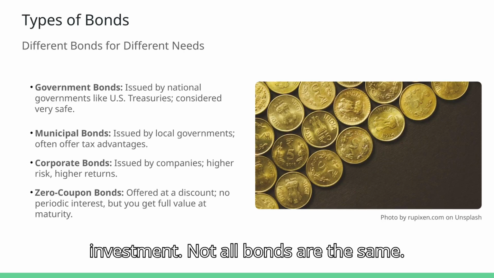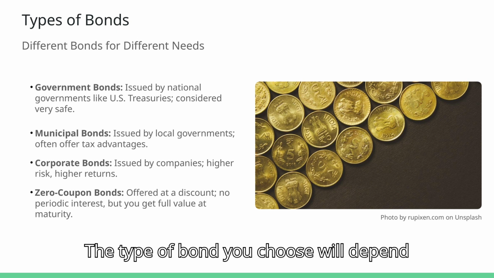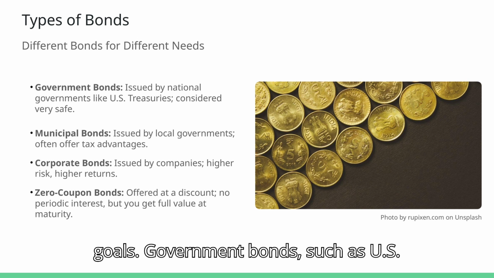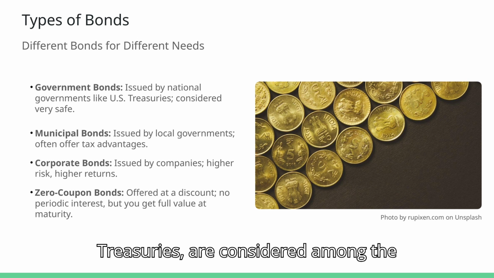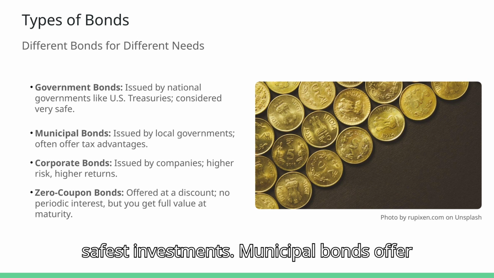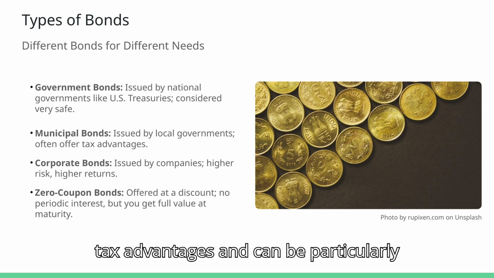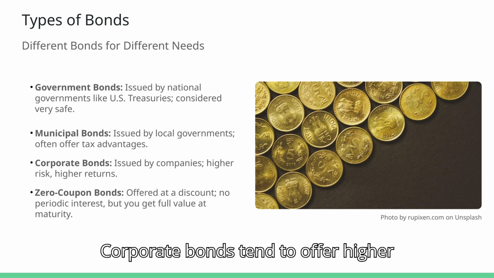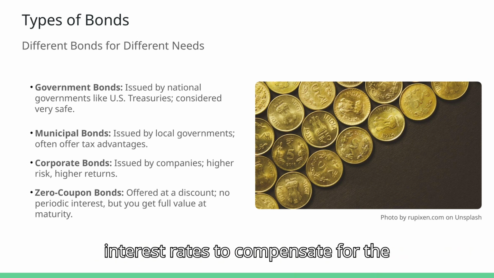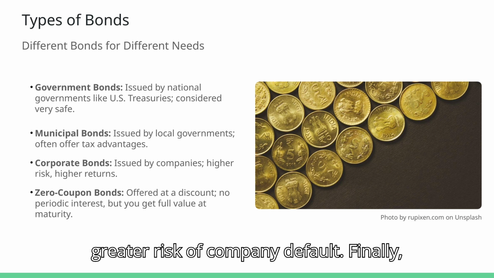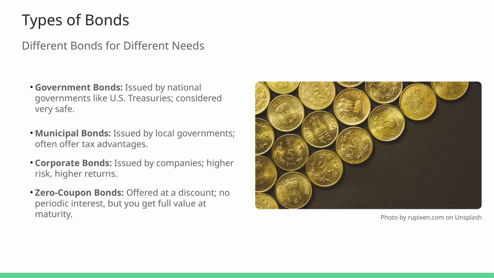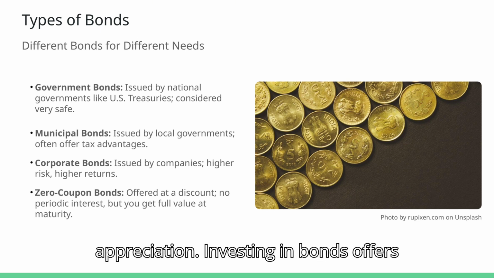Not all bonds are the same. The type of bond you choose will depend on your risk tolerance and investment goals. Government bonds, such as U.S. Treasuries, are considered among the safest investments. Municipal bonds offer tax advantages and can be particularly appealing to high-income investors. Corporate bonds tend to offer higher interest rates to compensate for the greater risk of company default. Finally, zero-coupon bonds don't provide periodic interest but are sold at a discount, allowing you to earn through capital appreciation.